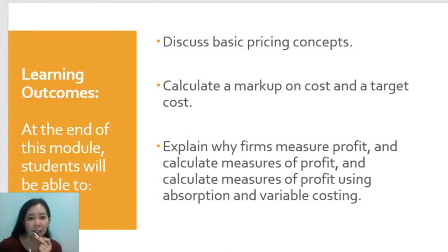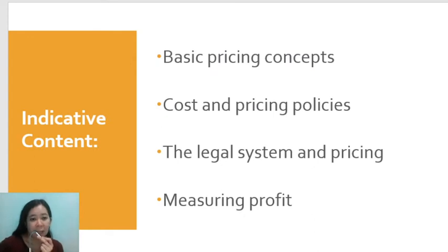For our learning objectives, at the end of this module, you should be able to, number 1, discuss the basic pricing concepts. Number 2, calculate the markup on cost and a target cost. And number 3, explain why firms measure profit and calculate measures of profit, as well as calculate measures of profit using the absorption and variable costing. For the content of this part of the module, we will discuss the basic pricing concepts, cost and pricing policies, the legal system and pricing, as well as the measuring of profit.